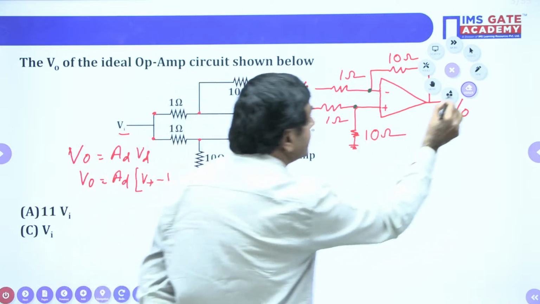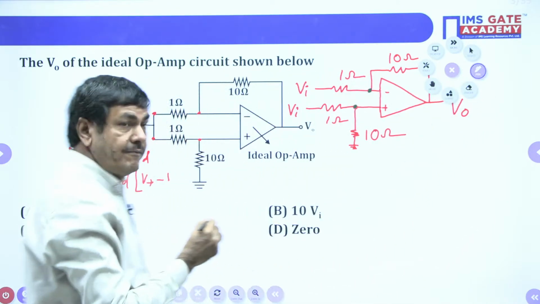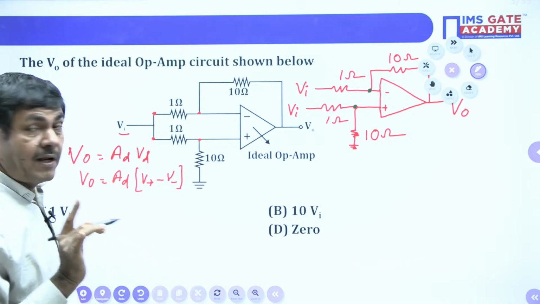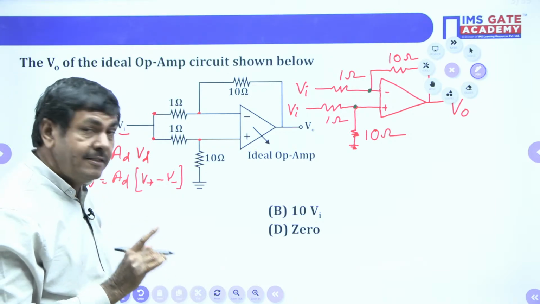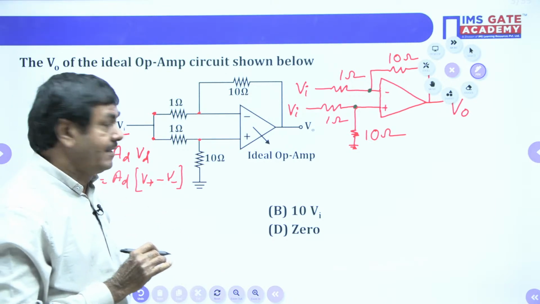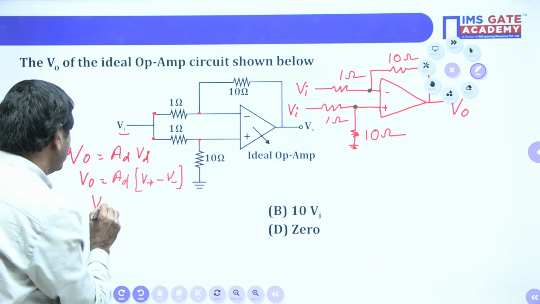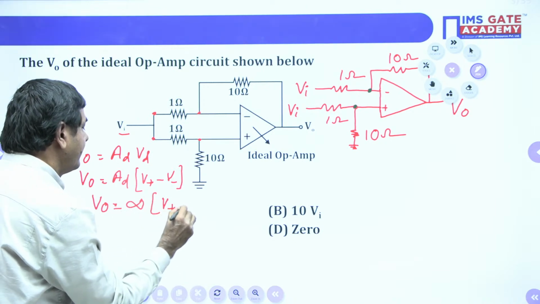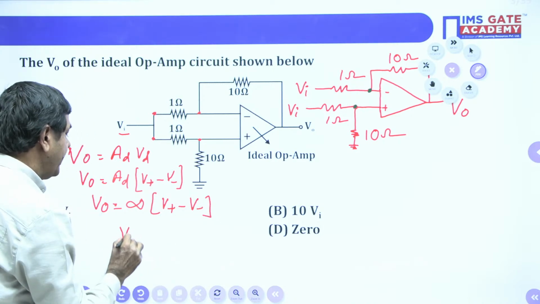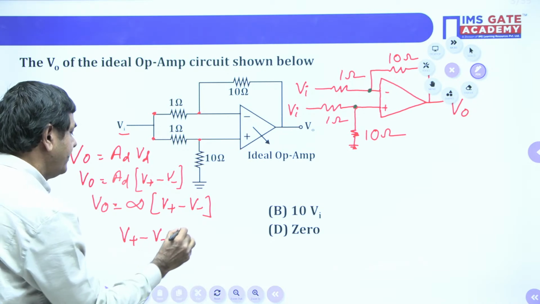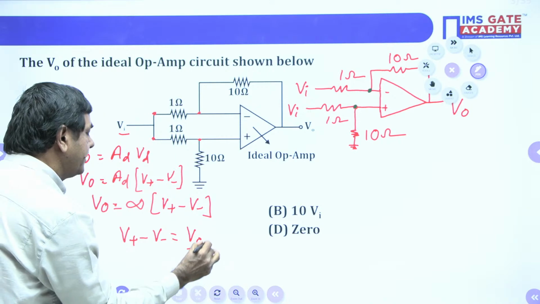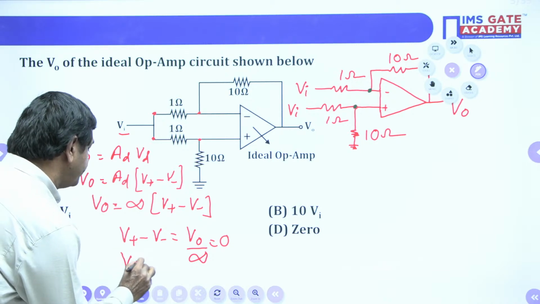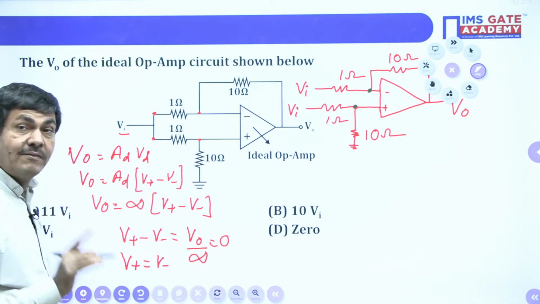V plus minus V minus I want to find here. Every student knows very well that for an ideal op amp, the differential gain is infinity. The gain is infinity for the ideal case. When AD is infinity, what can I write for V naught? V plus minus V minus equals V naught by infinity. Something divided by infinity is nothing but 0. Here I can say V plus and V minus are equal. V plus equals V minus is possible for the ideal case.